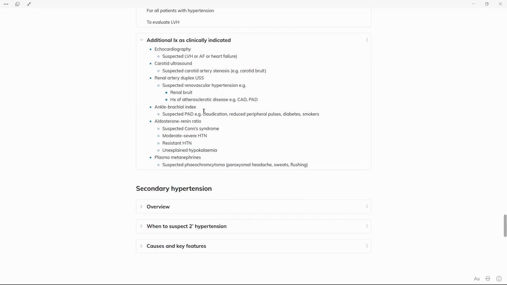The ankle brachial index, you do it if there is a suspicion for peripheral arterial disease. So as mentioned before, claudication, reduced peripheral pulses, diabetes, smokers.